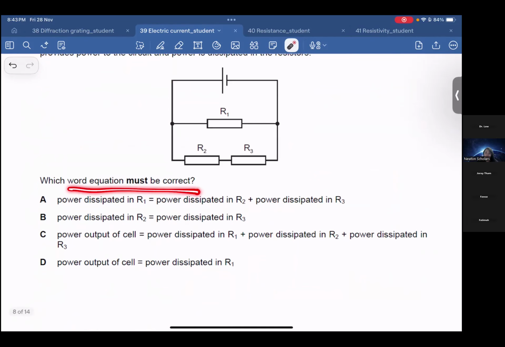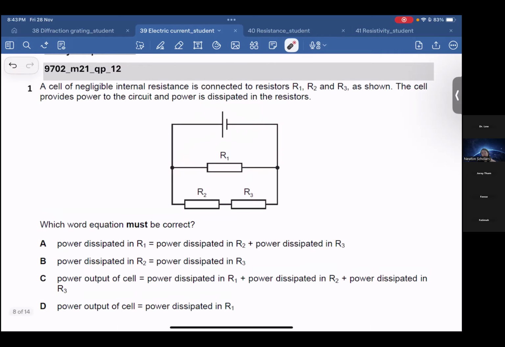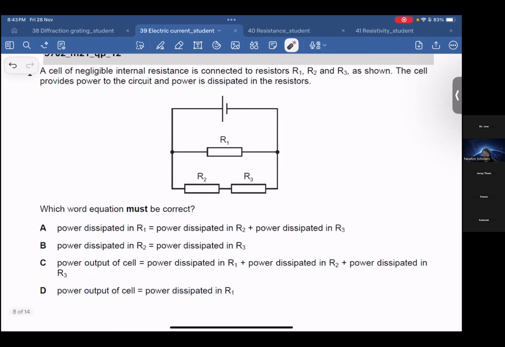Which word equation must be correct? How is the power output? Power R1 equals R2 plus R3? We don't know unless we have the values and do calculation. R2 must equal R3? We also don't know, maybe their resistance is different. Because P equals I squared R, if the current is the same because they are in series, of course the current will be the same here, but the resistance is not necessarily the same for R2 and R3. So we don't know. Is power 2 and power 3 the same? We don't know.